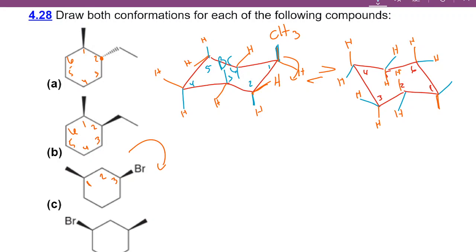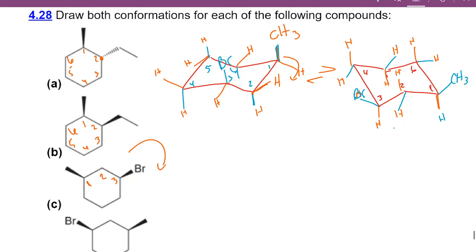Here on our other molecule, the methyl group that was axial up is now equatorial up. And at carbon 3, the bromine that was axial is now equatorial. So on the molecule on the right, everything is equatorial, so this is going to be our lower energy conformation.